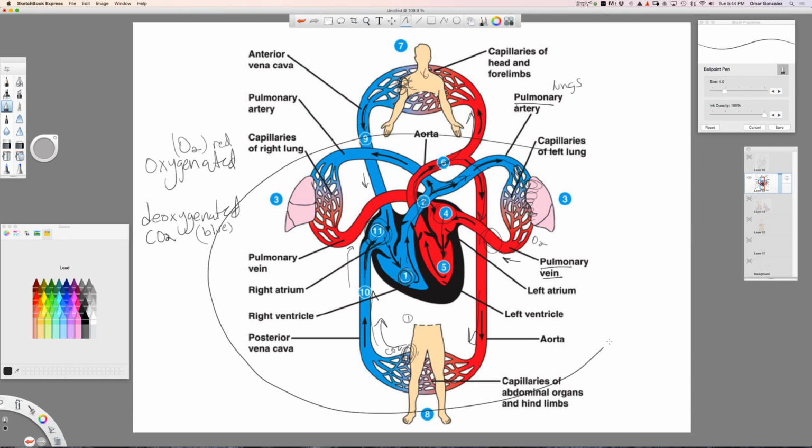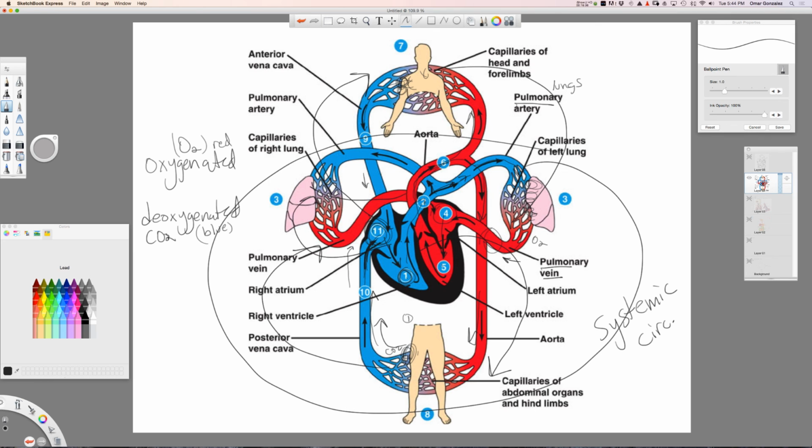This cycle down here, which is heart to body, back to heart, is called systemic circulation. Okay. And this heart going to the lungs, and the body is up there in this diagram. Heart going to lung and going back to the heart. So from heart to lung to heart, that's called pulmonary circulation. Okay, so those are the two circuits that are going on in the body.